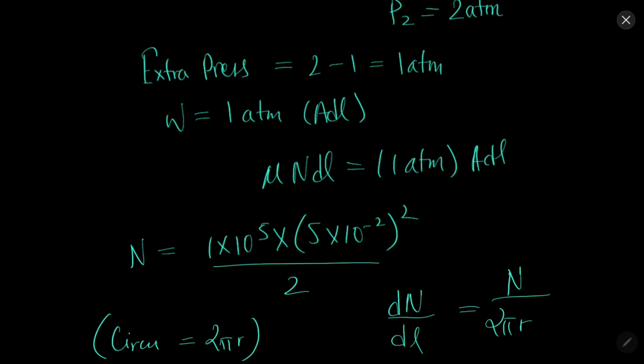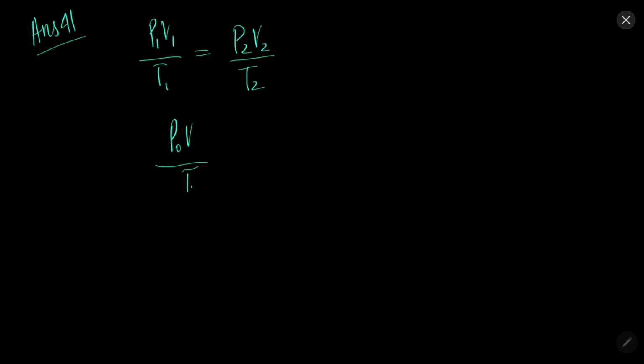Solution 41. P1 V1 over T1 equals P2 V2 over T2. P naught V over T naught equals P dash V over 2 T naught. P dash equals 2 P naught. So the tension will be P naught into area.